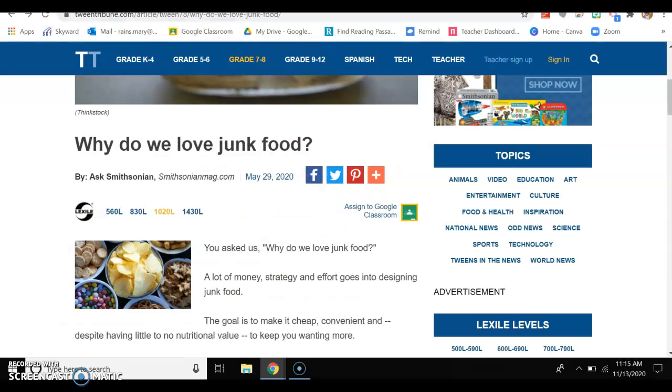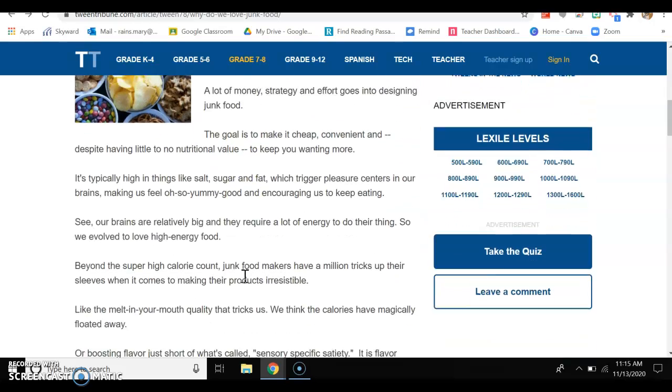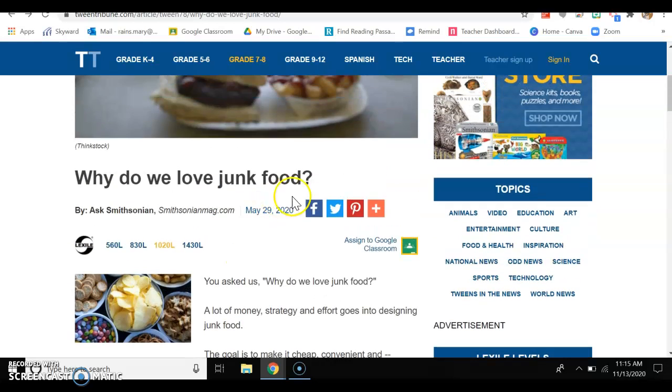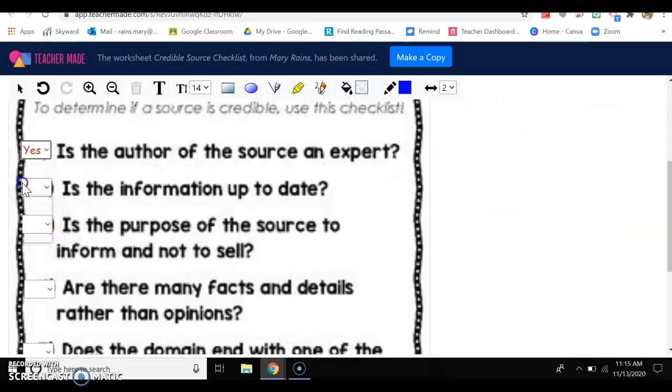So I'm going to go back to my article and say yes, because this article was written this year, in fact, and not just a couple months ago. So hopefully the information that they're giving me is very relevant, or it should be relevant to this date. So I can come back to my checklist, click yes.